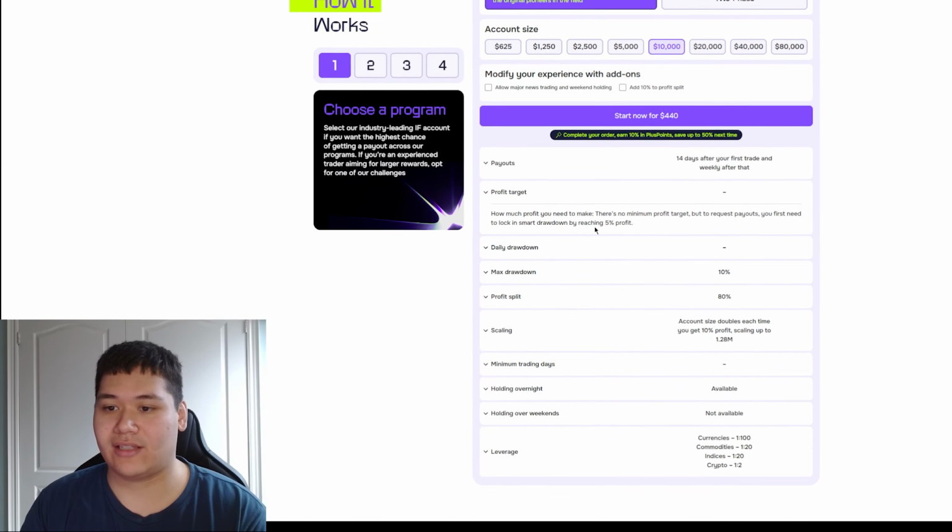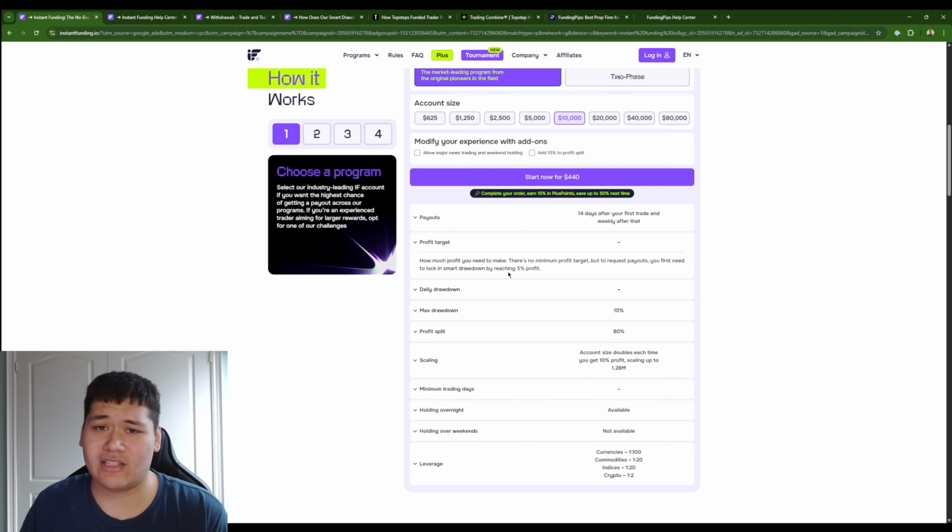They still paid me, so you can still choose to work with them. But I just want you guys to be aware of these hidden rules. So there is a certain profit target of 5%. Now, in my mind, as soon as I read this, I want to know more about what's going on with this sort of smart drawdown.